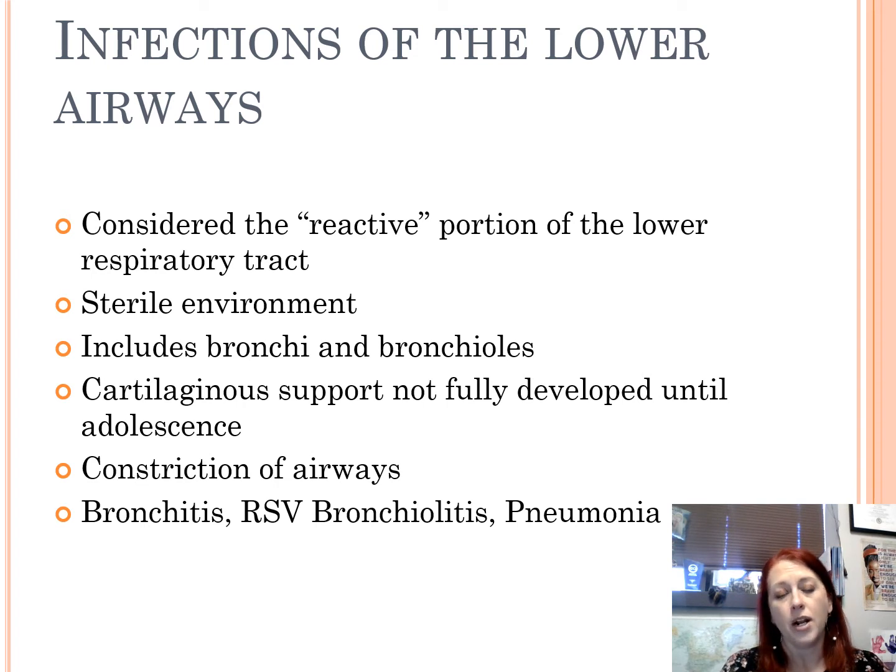Okay, so now we're going to talk about infections of the lower airway, and you may be a little bit more familiar with some of these from med-surg, like bronchiolitis. We're going to talk about a couple of things here. Remember that our lower airways are generally considered a sterile environment.